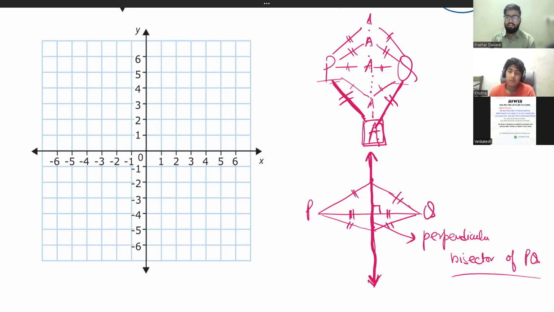Now the point P is what? 3 comma minus 3. That means 3 and minus 3. This point. And Q is minus 2 and 2. That is minus 2 and 2. This thing.